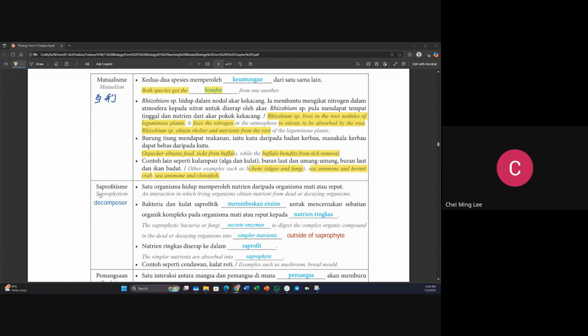Then saprophytism, which is the decomposer. It's an interaction where the living organism obtains nutrients from dead or decaying organisms. Like saprophytic bacteria or fungi, they secrete enzymes to digest the complex organic compounds in the dead or decaying organism into simpler nutrients. This enzyme is released outside of the saprophyte. The simpler nutrients will then be absorbed into the saprophyte, like the mushroom and bread mold.